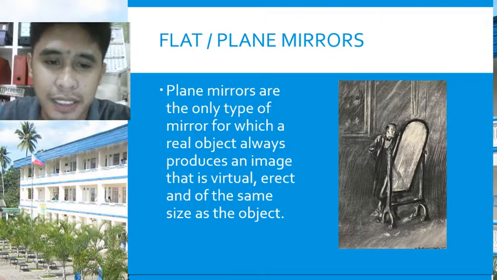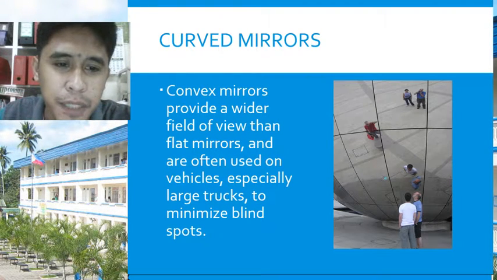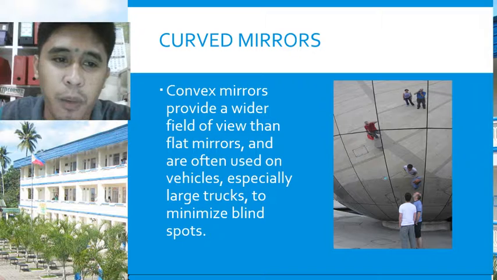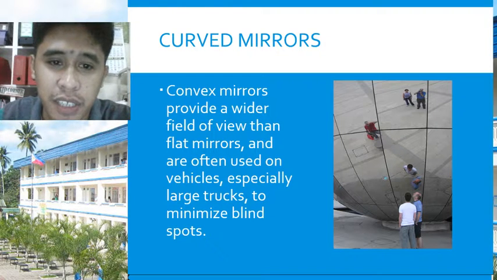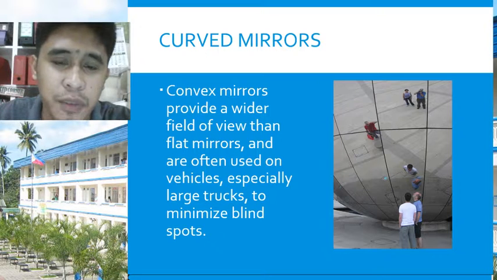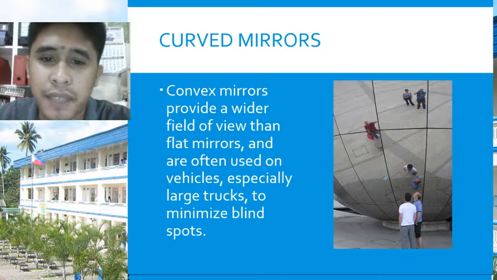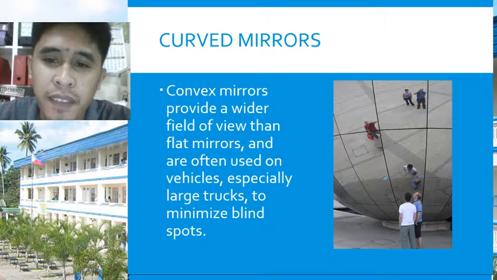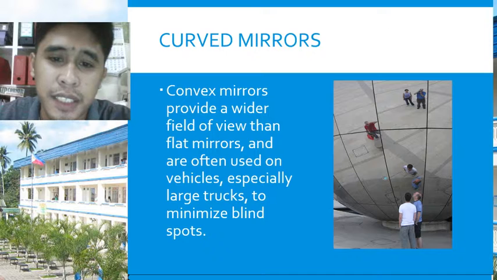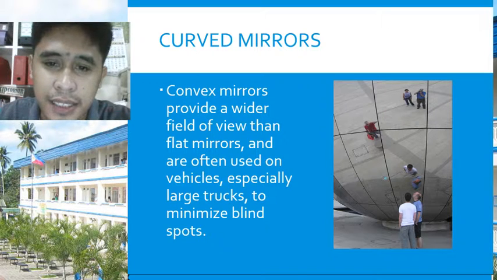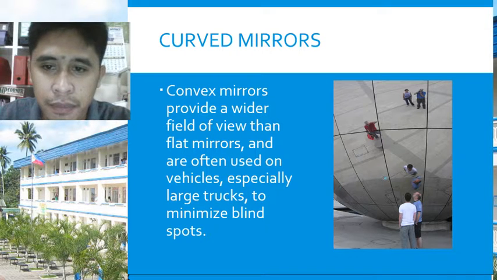They are inverse. Of the curved mirrors, convex mirrors provide a wider field of view than flat mirrors, and are often used on vehicles, especially large trucks, to minimize blind spots. They are sometimes placed at road junctions to see around corners to avoid crashing into other vehicles or shopping carts. They are also sometimes used as part of security systems so that a single video camera can show more than one angle at a time.